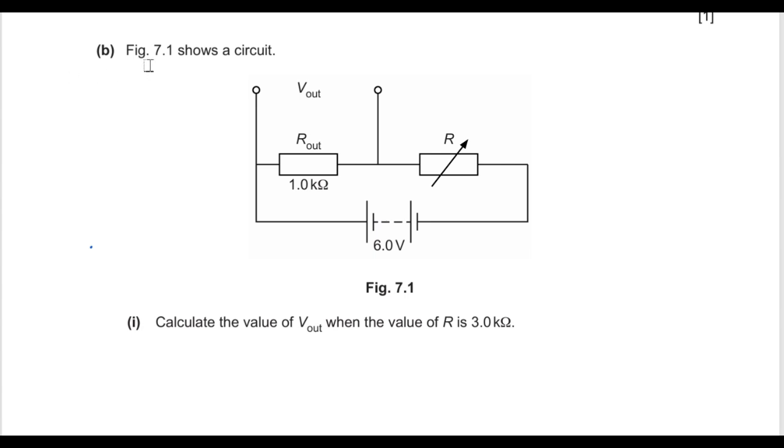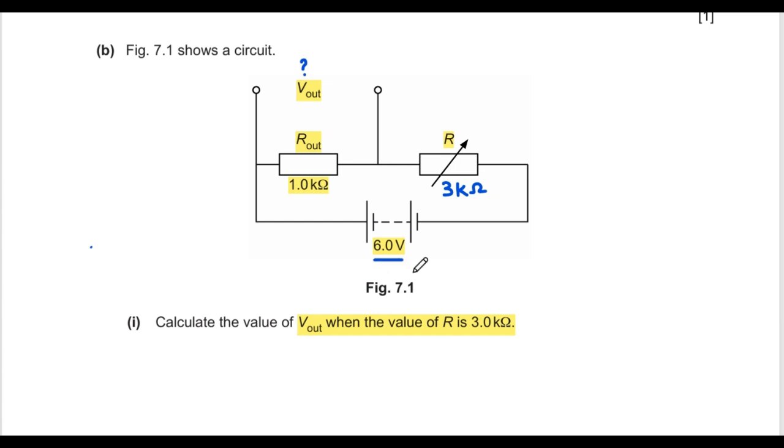Part B says figure 7.1 shows a circuit. Here we have a circuit of a potential divider whose input voltage is 6. There is one resistor of 1 kilo ohm and another variable resistor, and we are going to receive our output voltage from here. Calculate the value of output voltage when the value of R is 3 kilo ohm. So the variable resistor has a value of 3 kilo ohm and you are going to calculate the output voltage.